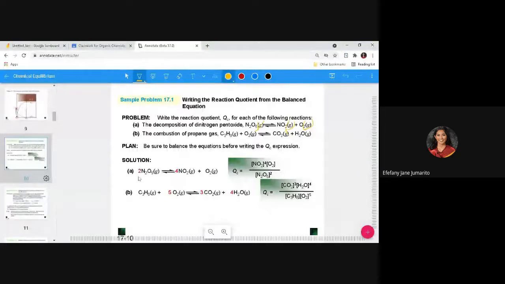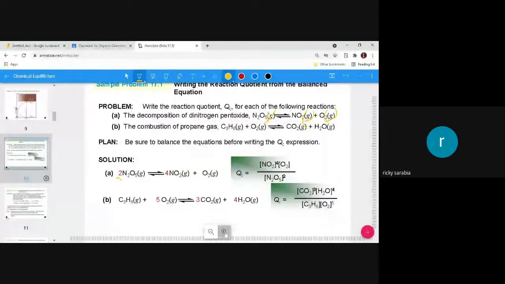So the balanced equation here is you put 2 to the N2O5 and then 4 to the NO2. Is it balanced now, class? Yes, ma'am. Alright, let's not debate this. Okay, so it's balanced. But if you are given this problem, first thing to do is you check if it's balanced.